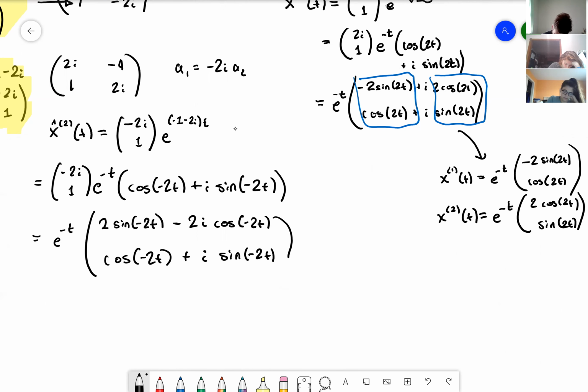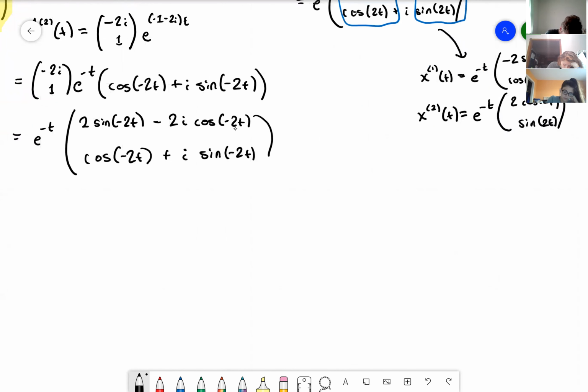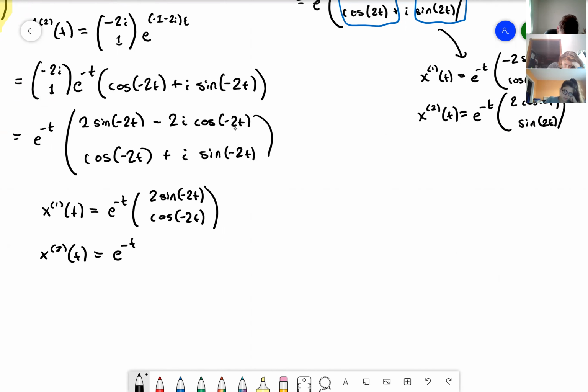Now let's double check and make sure that our other eigenvalue eigenvector pair, our other eigenpair, gives us the exact same answer. We'll move this up here. And so what does this one give me? This gives me x1 of t is equal to e to the minus t, 2 sine minus 2t, cosine minus 2t. x2 of t equal to e to the minus t, negative 2 cosine 2t, sorry, and sine of negative 2t.